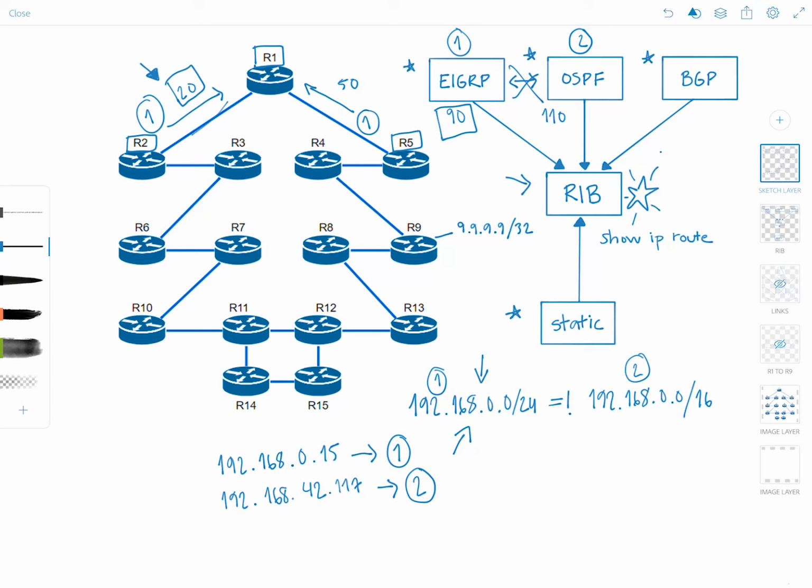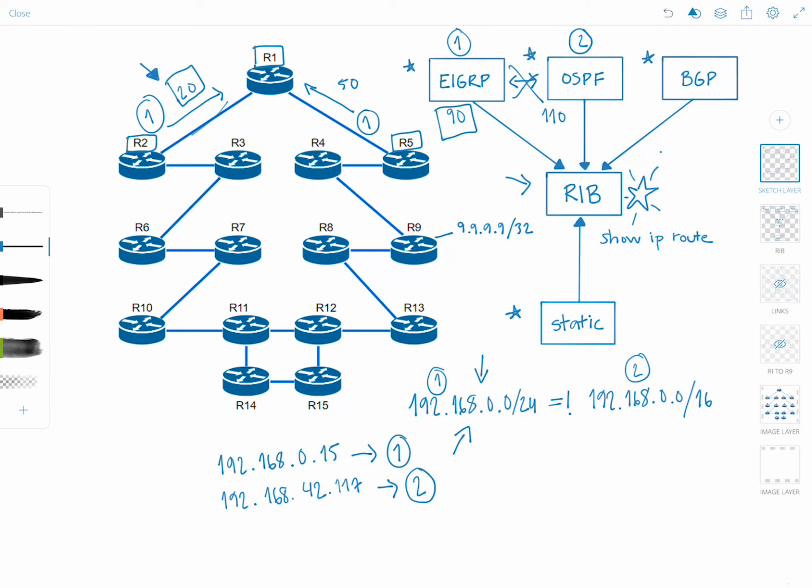So that is something to keep in mind, that by default, IP routing is destination based. So you always look at the destination IP address to make a forwarding decision. And the longest match wins.